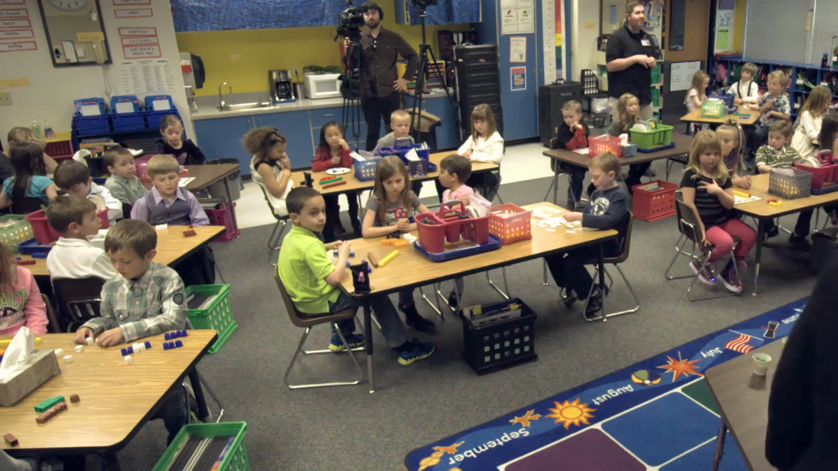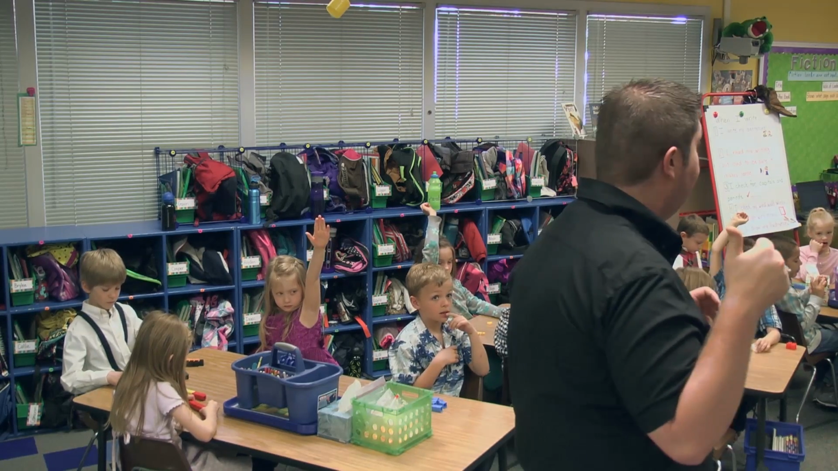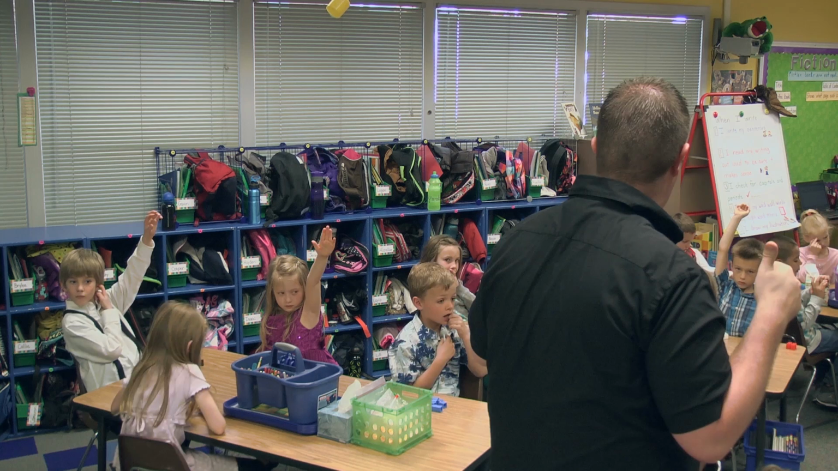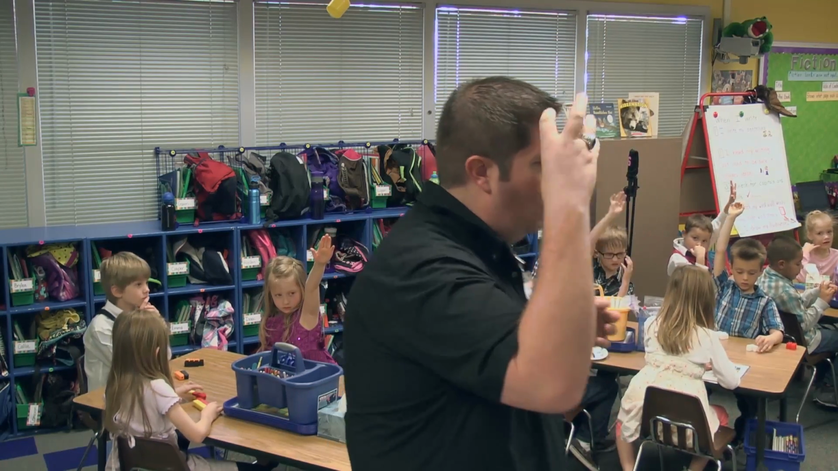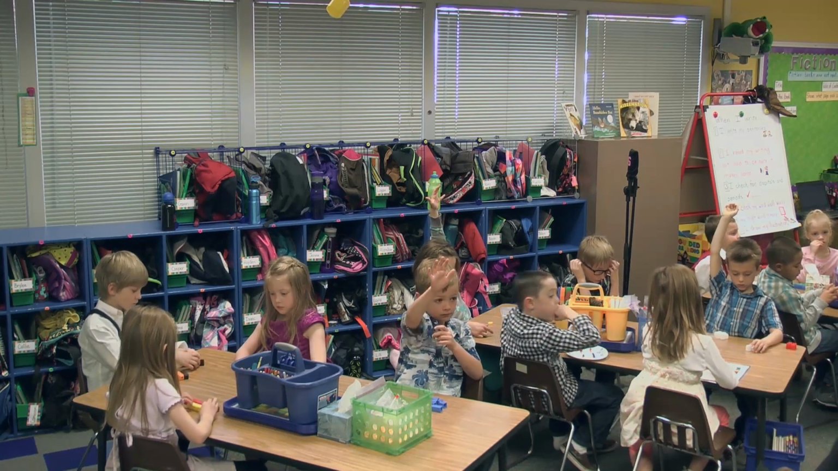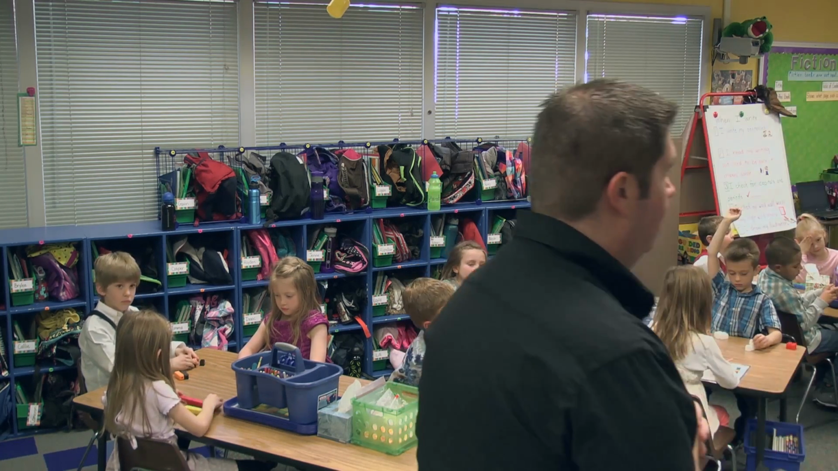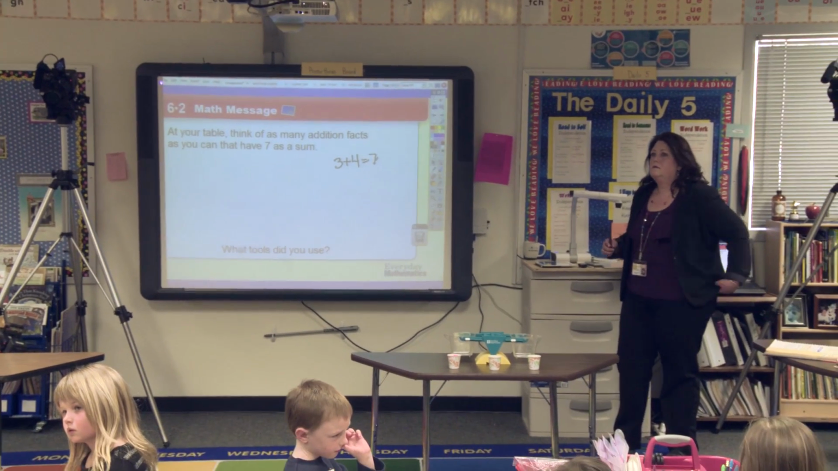Does anyone else have a different, I'm just curious for a moment, who else has a different sum? Or the same sum, but who has a different addition fact? I have a sum of 7. So I want you to hold on to that number for just a moment, and hold on to that number model. We're going to come back to that one on the third slide. Got you.